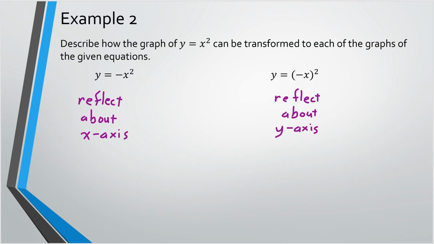Here's another example of what you would be doing on the assignment. They will tell you to work with a function like x squared, and then they'll give you something like a negative in front of it. So that's your reflection about the x-axis. Or they'll have the negative inside of the parentheses or inside of the function operation, and you'll say that that's a reflection about the y-axis instead.